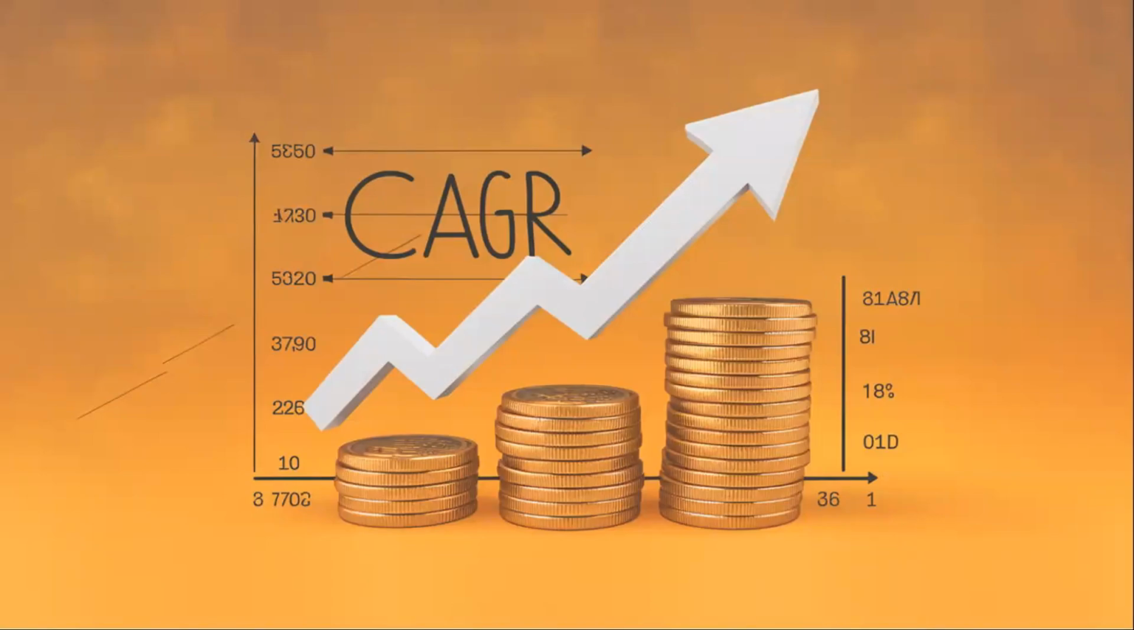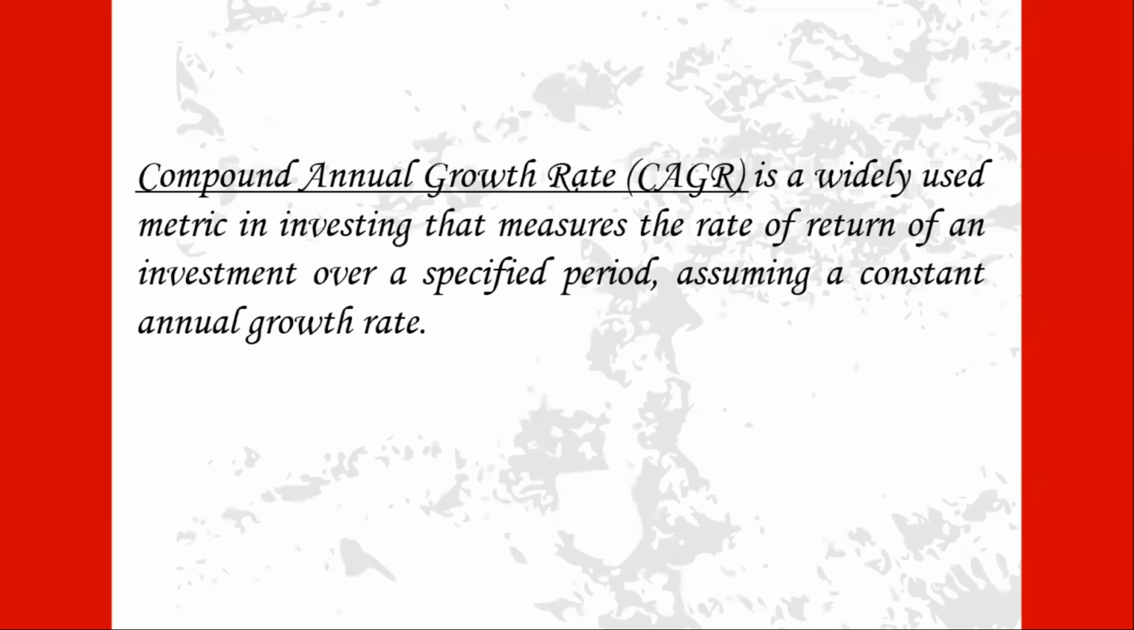What is CAGR? CAGR, which is compounded annual growth rate, is a widely used metric in investing that measures the rate of return of an investment over a specified period of time, assuming a constant annual growth rate. CAGR represents the year-over-year growth rate of an investment calculated by geometrically averaging the returns over a specified time period, typically expressed as a percentage.